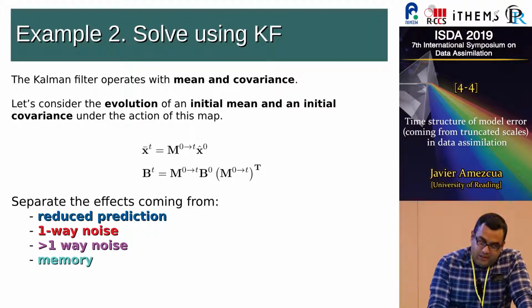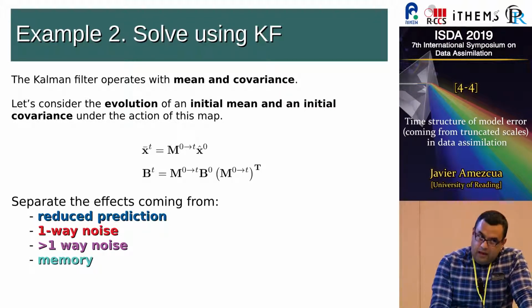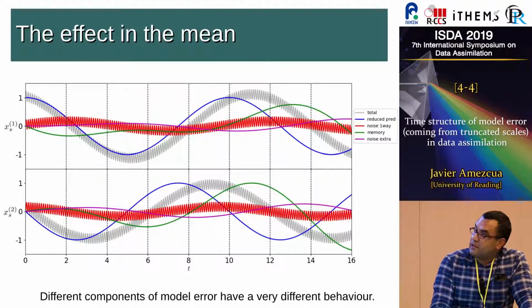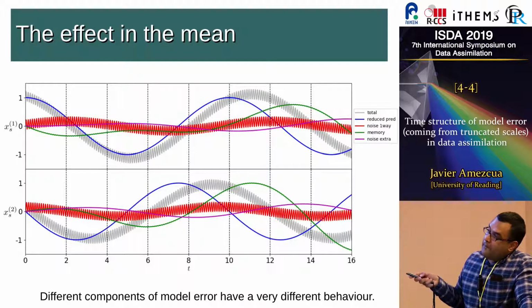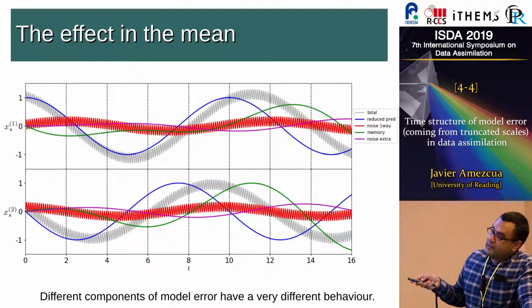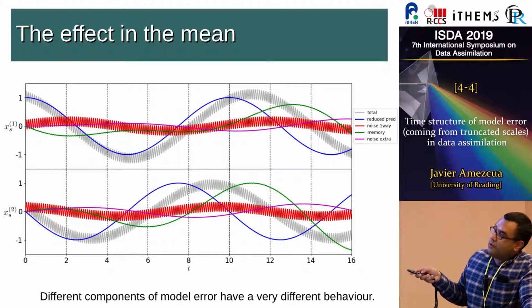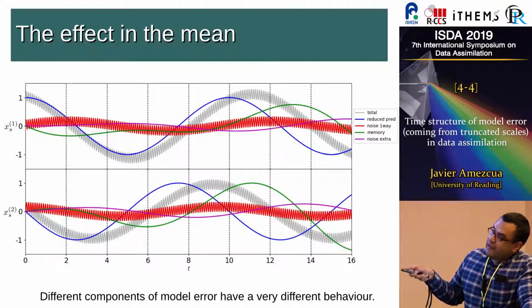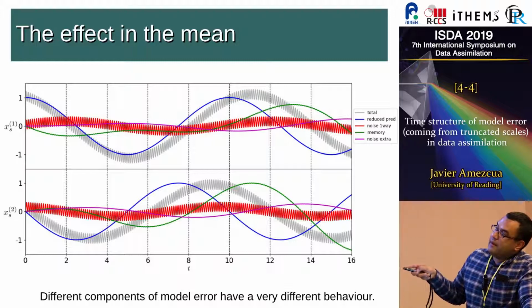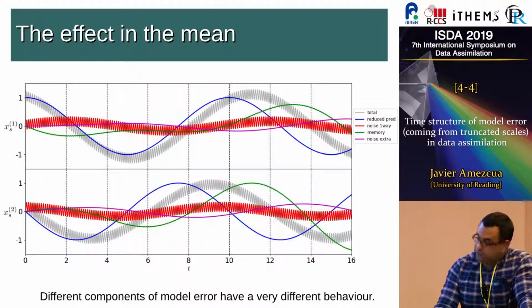So using the same system, I would like to separate the components and show how they influence mean and covariance. This is for the mean. This is the actual signal, the actual complete evolution, in gray. The reduced prediction is the one that started in the slow and ended in a slow. And I see that the fast variations are limited to the one-way noise, whereas the memory has a slow evolving signal. So you see, in this additive case, there is a part of the model error that has a very slow variation, with a large time scale, a large memory. And this fast varying model error has the small memory, so they should be treated differently.